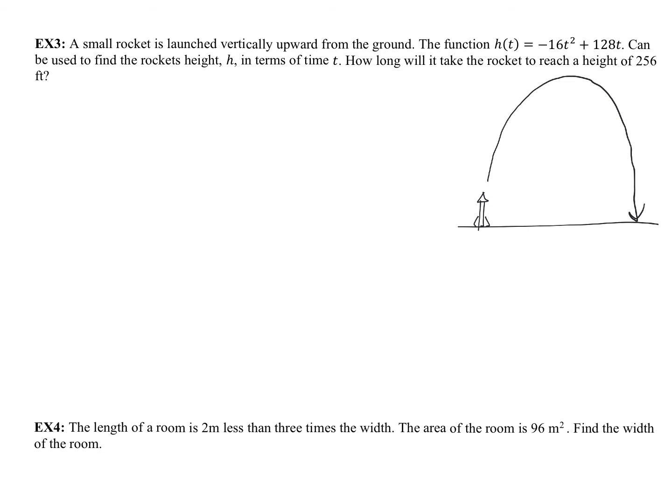Okay, so the function h of t equals negative 16t squared plus 128t can be used to find the rocket's height, h, in terms of the time t. Okay, so this equation is relating the height of the object to the time. All right, so we have h of t equals negative 16t squared plus 128t, where t is time and h is height. So now the question is, how long will it take the rocket to reach a height of 256 feet?